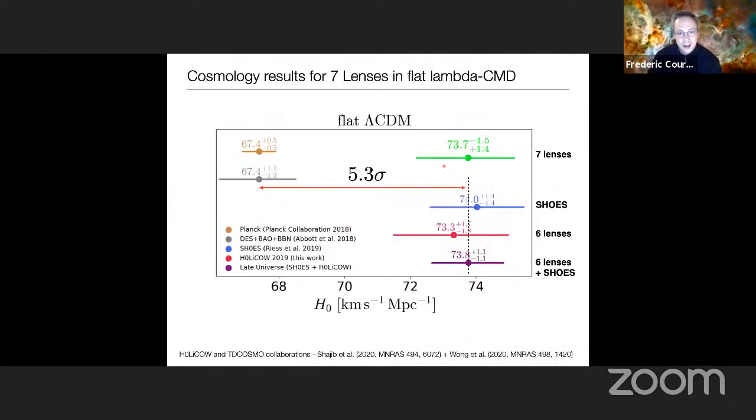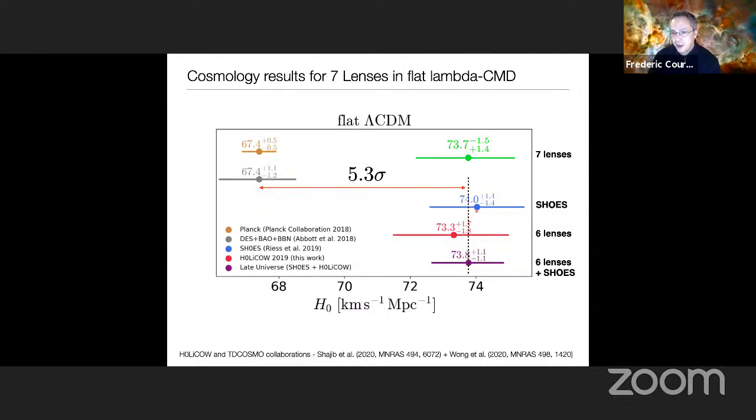Now, let's look at the tension. If you compare this to the CMB, here is what you get from the CMB. Here is what you get with 7 lenses. The number is slightly different than what I showed before, because that's 7 lenses and not just 6. That's the point we get with 6 lenses, and that's SHOES. So that's the supernova program.